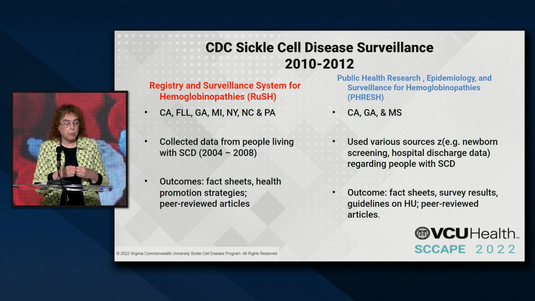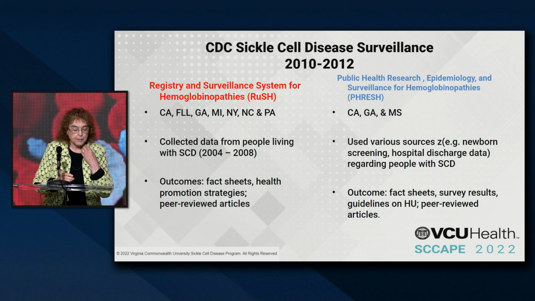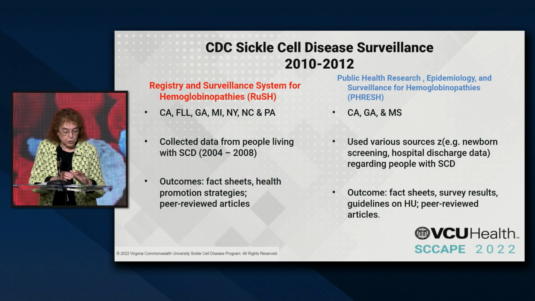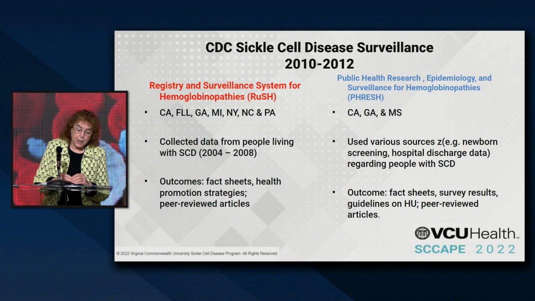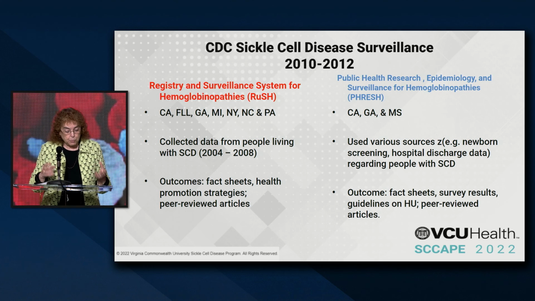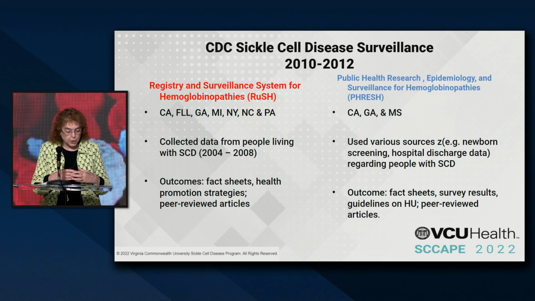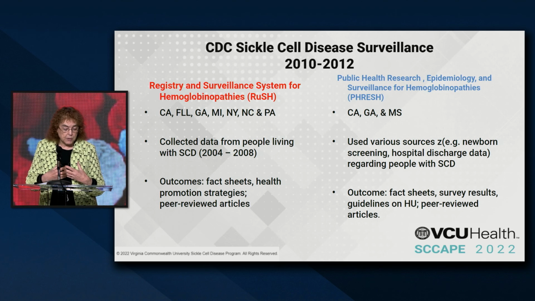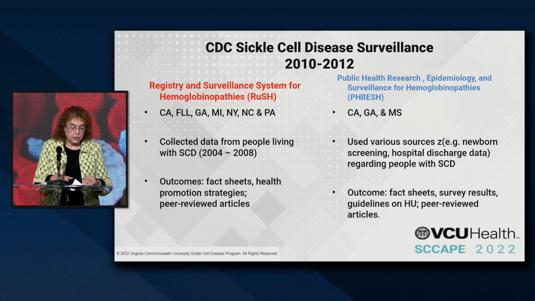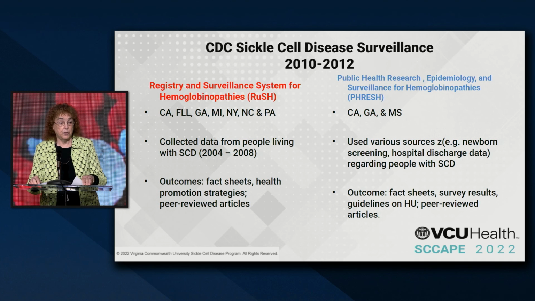The problem is these projects were based on limited funding, and so they're not forever, all right? In the public health research, epidemiology, and surveillance for hemoglobinopathies only occurred in California, Georgia, and Mississippi. And they used a composite of newborn screening data and hospital discharge data regarding people with sickle cell disease. So they kind of put together what was available, and they also developed fact sheets, survey results, some guidelines on hydroxyurea, some peer-reviewed articles, of which I'm pretty sure many of you have seen.